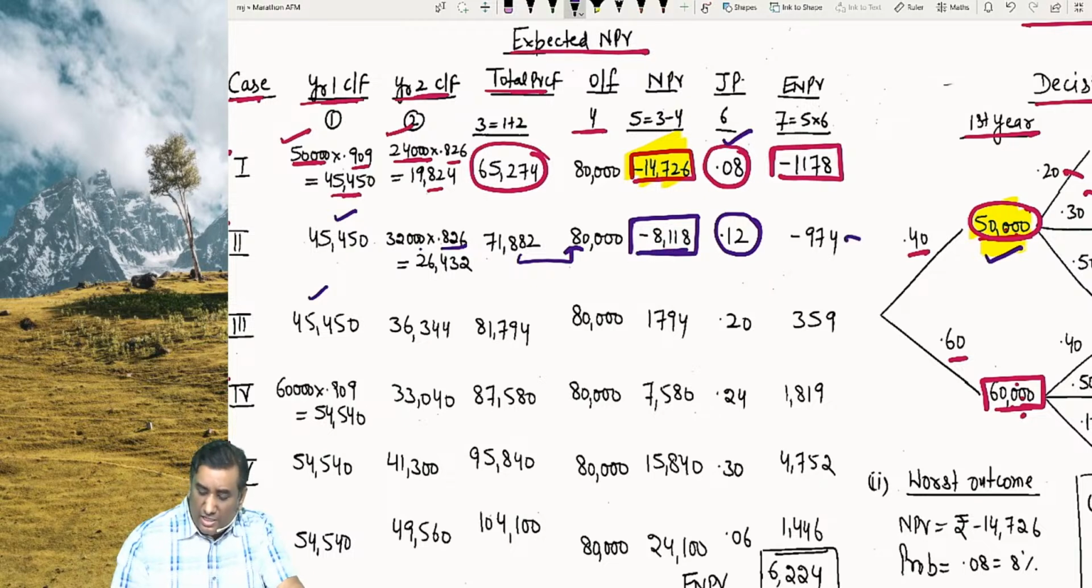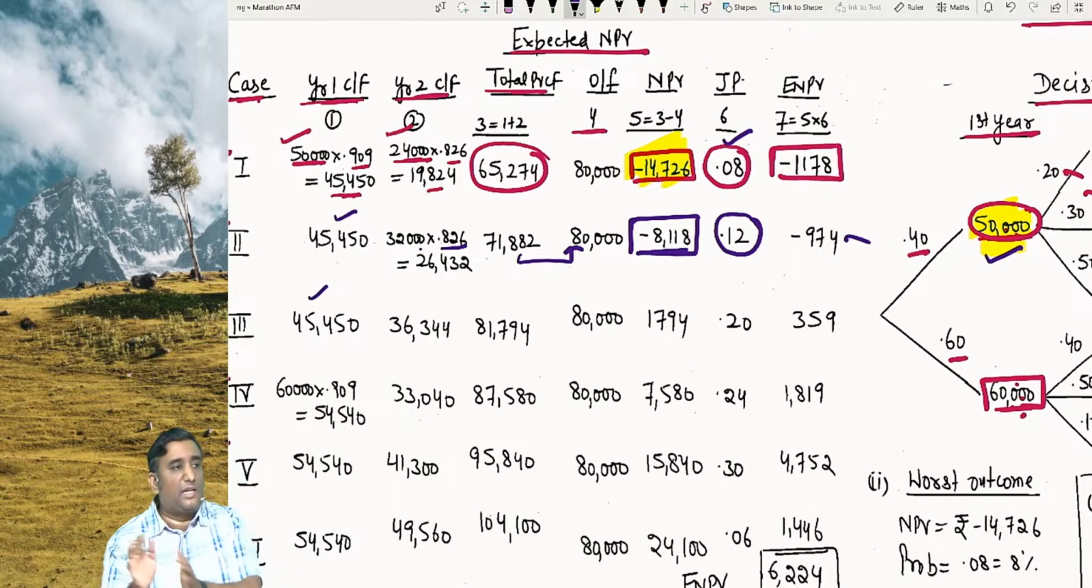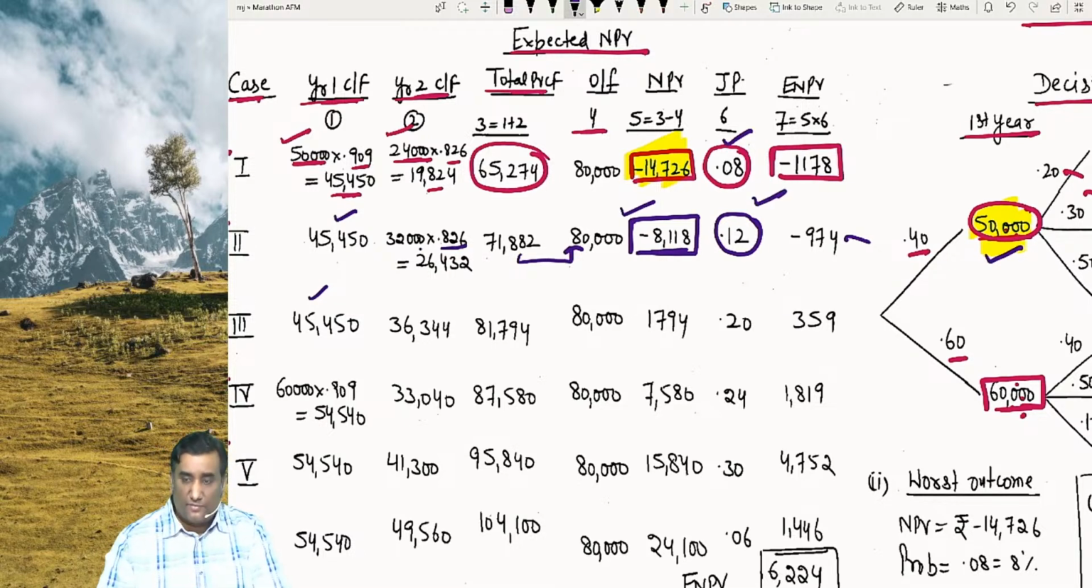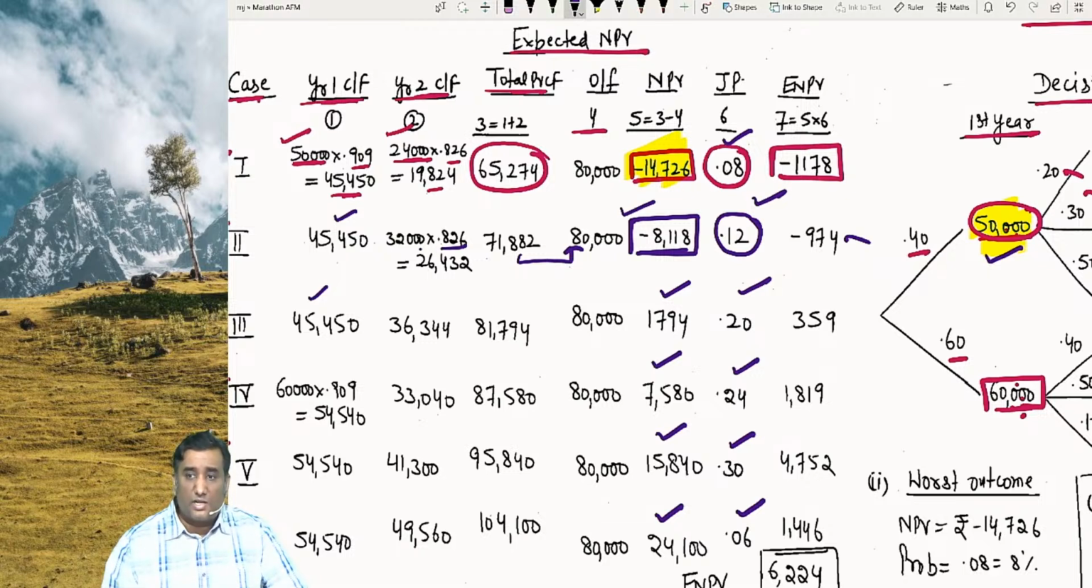What is the last column? The last column is after multiplying the probability. We take a decision. I can have a loss of 8,000, chances are 12. I can have a gain of 1794, chances are 20. I can have a gain of 7580, chances are 24%. A gain of 15840, chances are 30. A gain of 2400, chances are 6%. That's how it comes. Then the third part, I think he is asking the second part, the worst outcome.